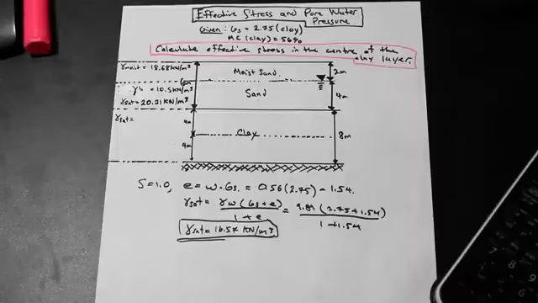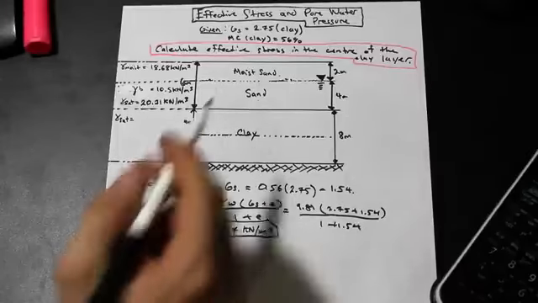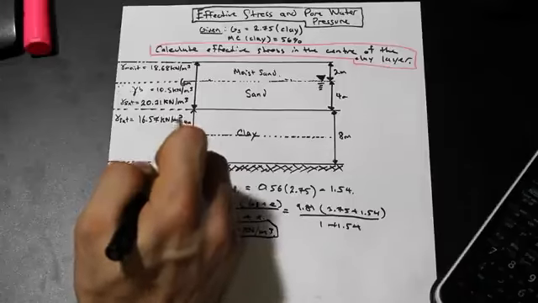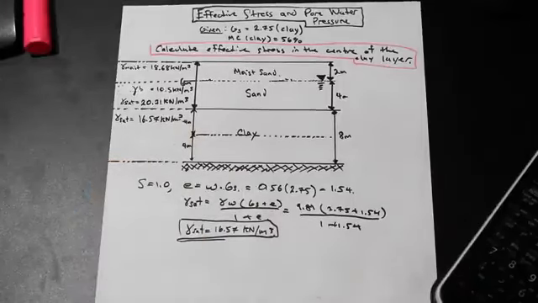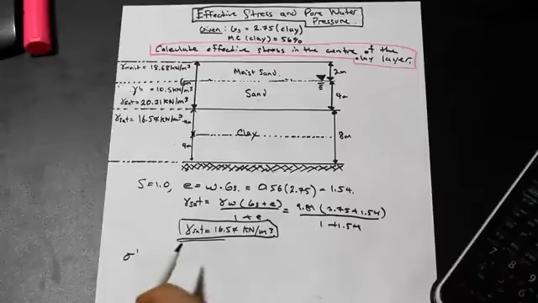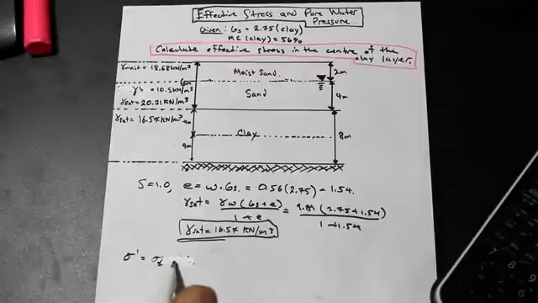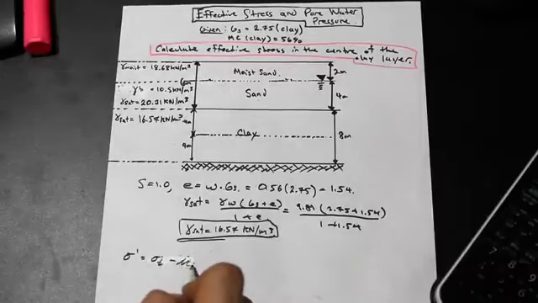Okay, so now we can go ahead and start to solve for the effective stress. I'm going to give you the formula for effective stress, and we can talk about it, and then we can do it. So the effective stress formula, which we're going to label as sigma prime, is equal to the total stress minus the pore water pressure. So that's designated by mu.